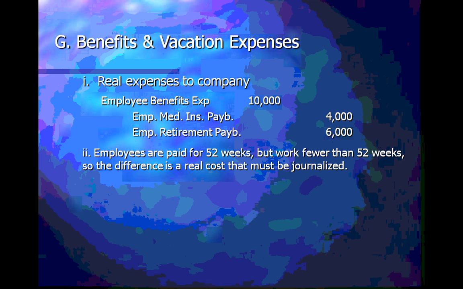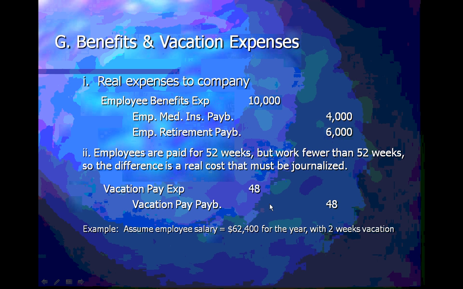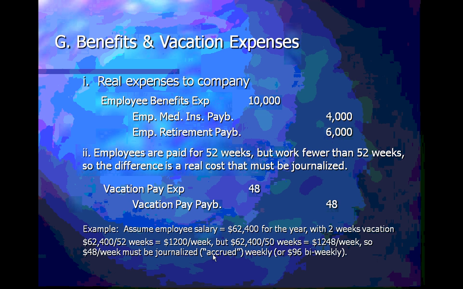Vacation costs coming up. Employees are paid for 52 weeks, but they work fewer than 52, so the difference is a real cost that must be journalized. Let's take a look at this one here. Suppose the employee works 50 weeks a year and makes $62,400. They really are only working 50 weeks a year, so at 52 weeks, they'd make $1,200 a week, but really they're only going to get paid for 50. Well, they do get paid the full time, but actually a difference of $48 must be journalized each week. In other words, the employee is going to take home their whole salary, but really they're not earning all of it.